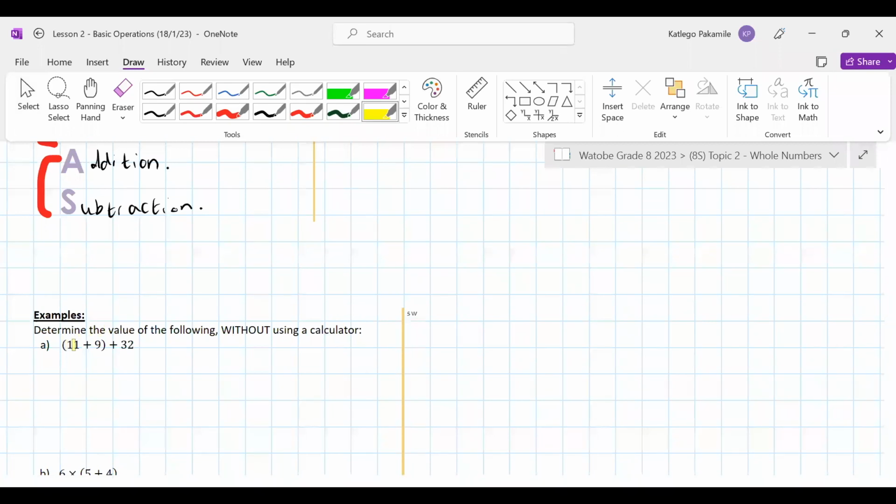So I would have to start in the brackets because bodmas tells me that brackets, I feel like I just said bodmas subconsciously and I feel weird now.